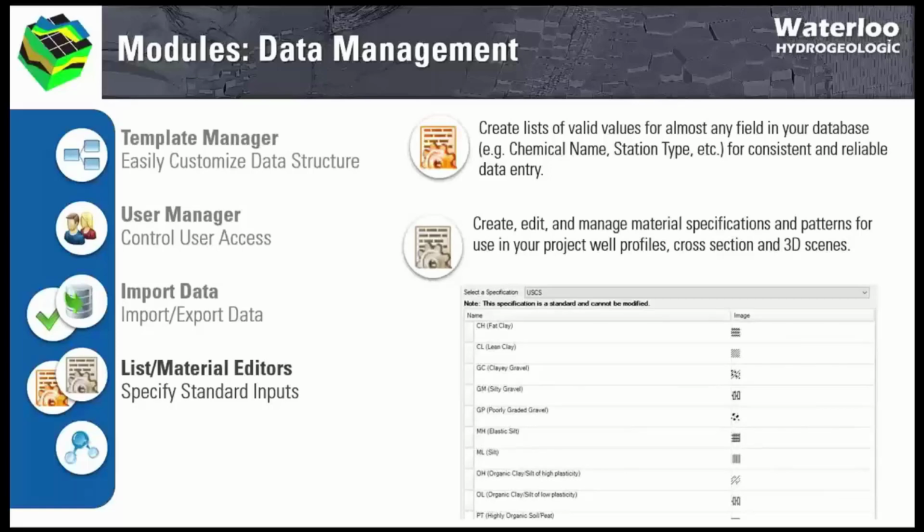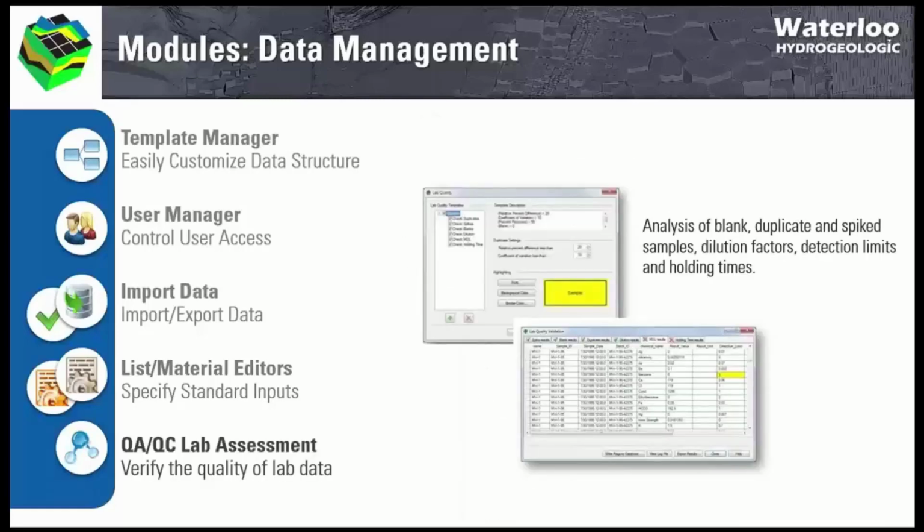There's a specific list editor for materials that allows you to specify the geologic structure of your system. And this is useful for well profiles, cross-sections, 3D scenes. And then there's also a module to run QA/QC checks on your lab data. So you can look at blank replicate samples, MS/MSDs, dilution factors, and calculate statistics on those and see if they meet your data quality objectives.